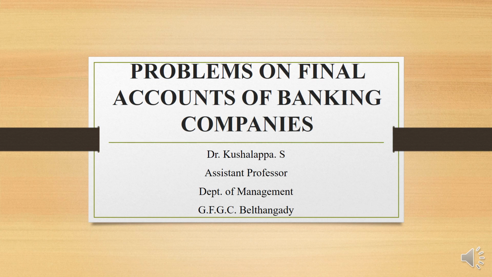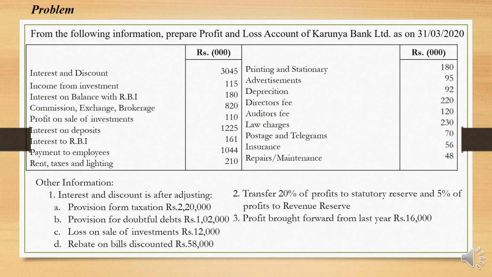Dear students, in this video let us work out some problems related to final accounts of banking companies. So this is the problem. Have a look into the problem. We have various information belonging to the profit and loss account. With this information we have to prepare the profit and loss account of Karunya Bank Limited as on 31st March 2020.